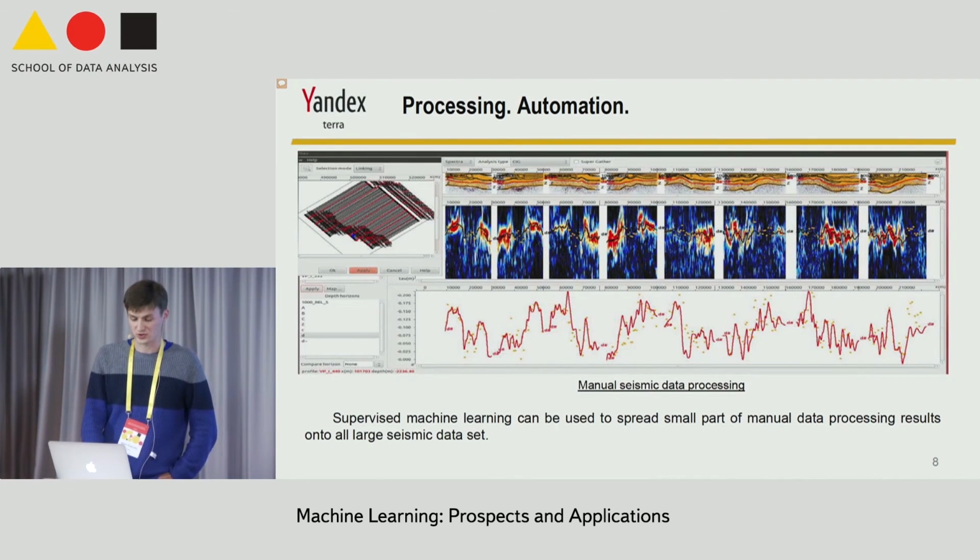The greatest prospect for machine learning in seismic data processing is the automation of routine works of geophysics, and supervised machine learning can be used to spread small part of the manual data processing results onto all large seismic data set.